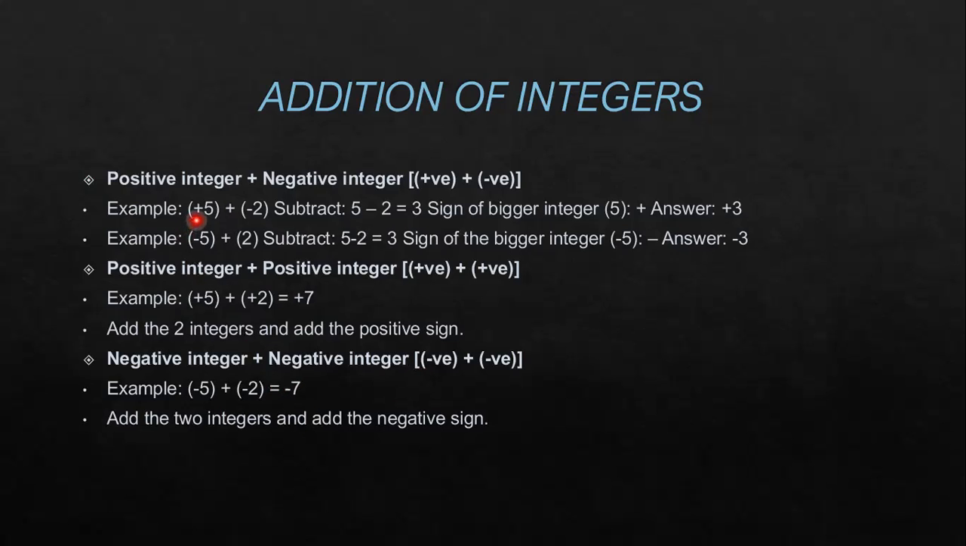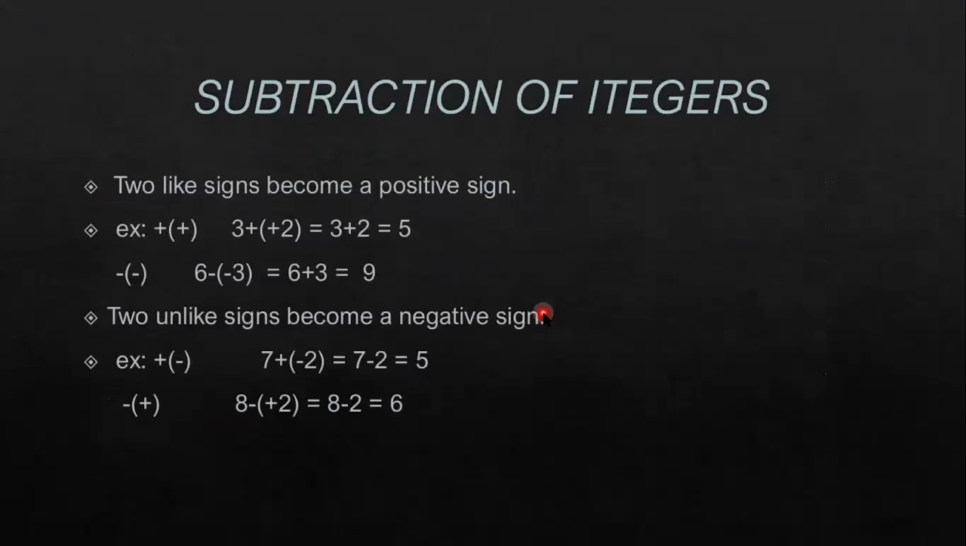When you add one positive and one negative number, first you have to subtract, and the sign of the bigger number is the sign you represent. These are the rules you have to remember when you add integers. Next, in the same way, let us see subtraction of integers.